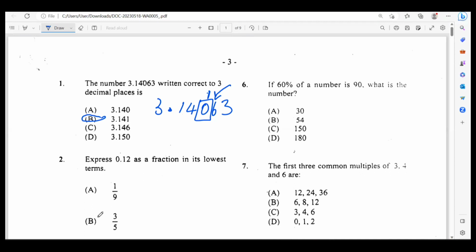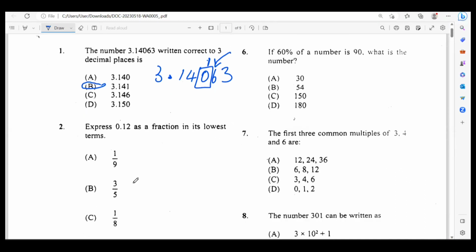So as you can see, these questions, to me, they are very simple. You just have to try not to make any error, right? All right, let's continue. We saw this one some time ago.